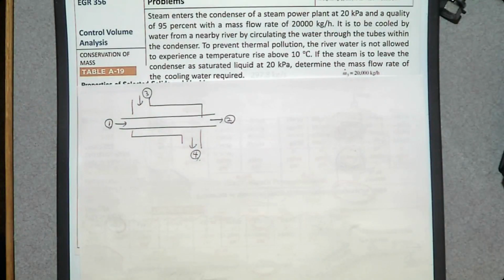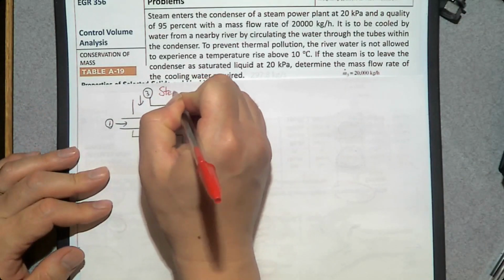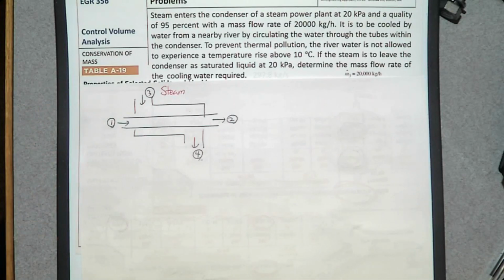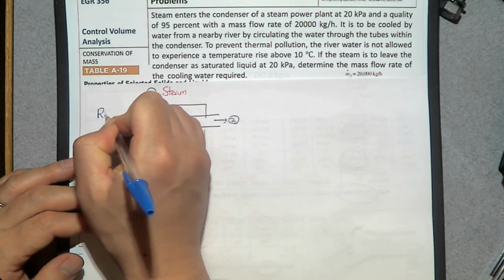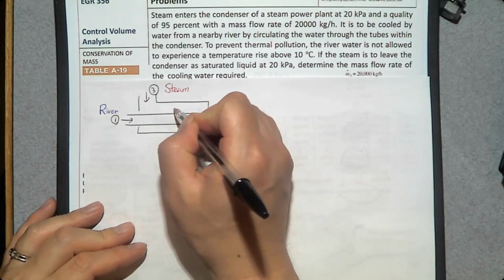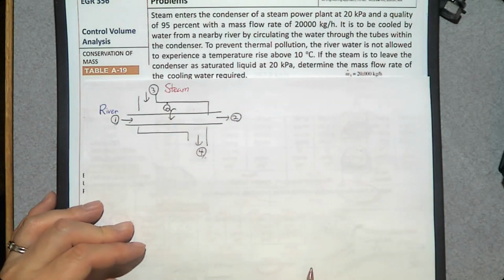Okay, so we have a steam which is going to be at high temperature. So steam here enters at number 3, leaves at number 4. And we have river water here, enters the heat exchanger at number 1, leaves at number 2. So there's a heat transfer from the steam to the river water for the amount of Q dot.